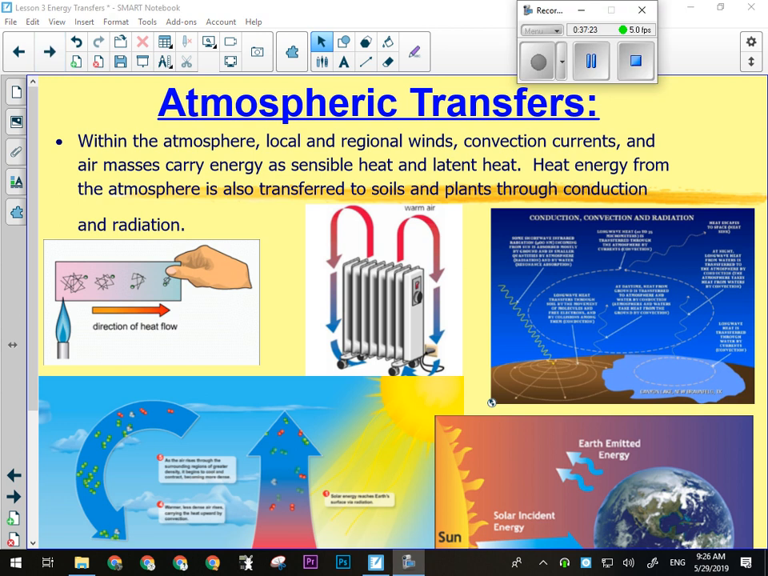Okay, so there are 3 ways that thermal energy or heat can be transferred from one place to another. Some of them are really important in terms of energy transfers on Earth, and some of them are less important, but we still need to go through all 3. So the first way is by what we call conduction.